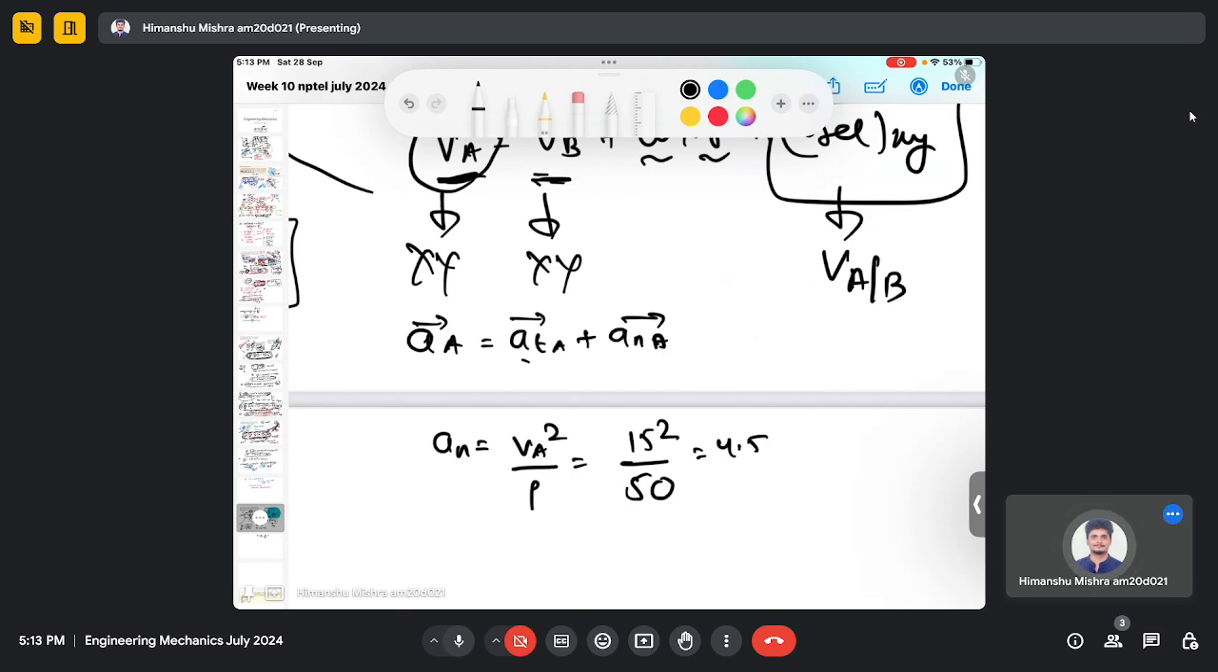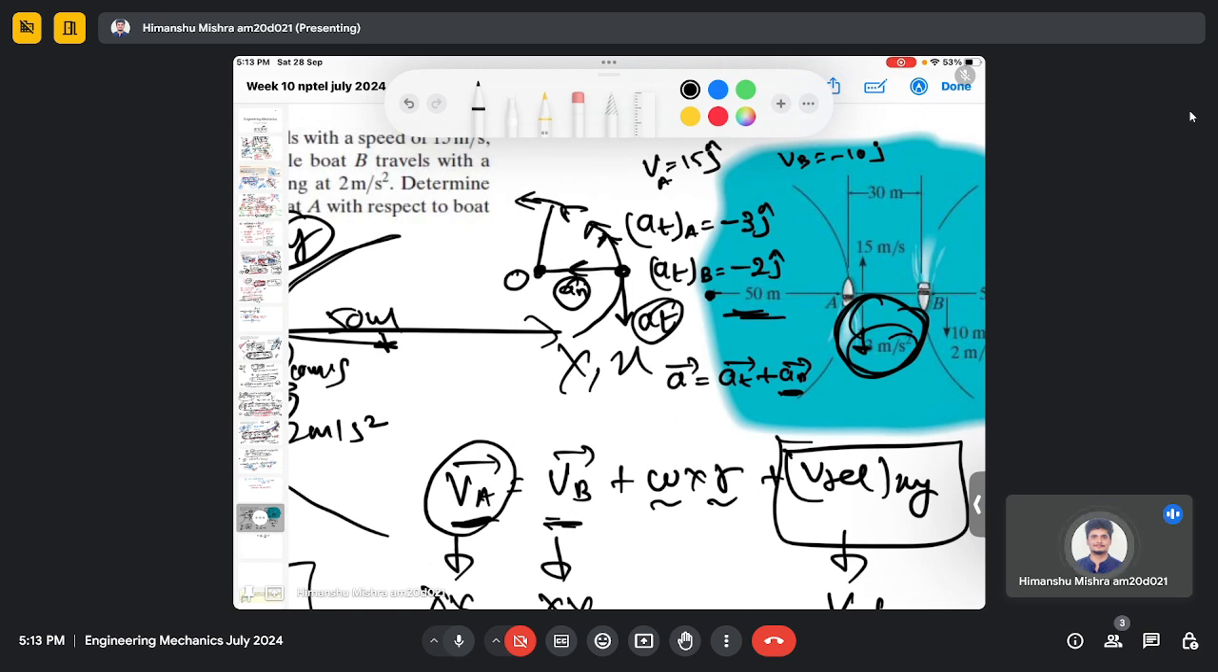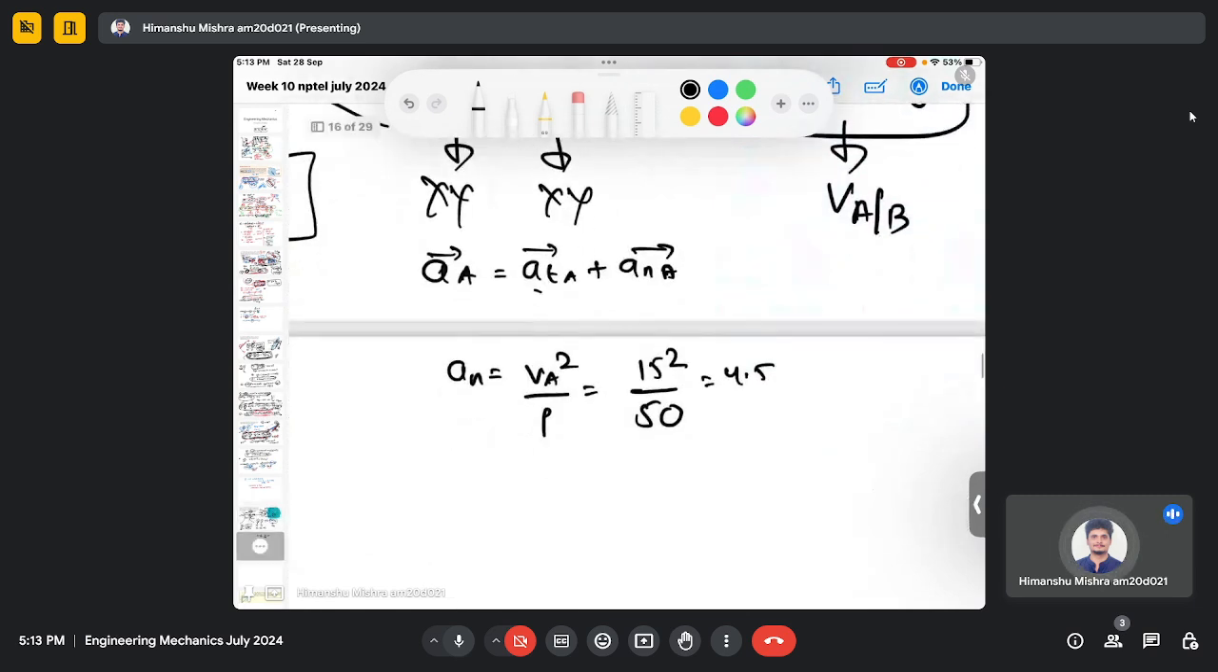So which is 4.5, right? And the normal component will be towards this point, because it is rotating along this curve. It's rotating along this curve like this, and therefore the normal component of acceleration is always towards point O, which is in the negative x-axis. So the acceleration of point A will be minus 3J, which is my tangential component, and then minus 4.5 I, which is my normal component of acceleration.